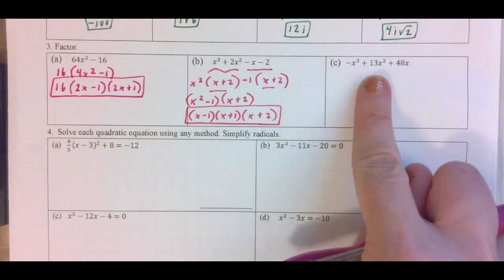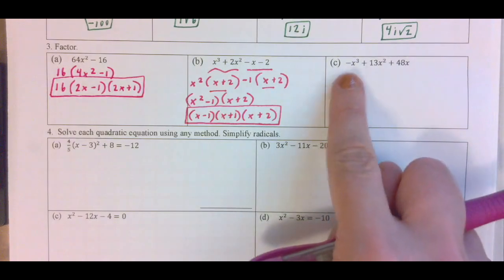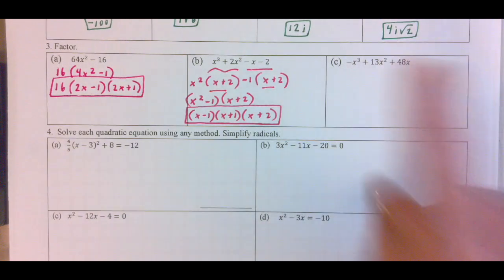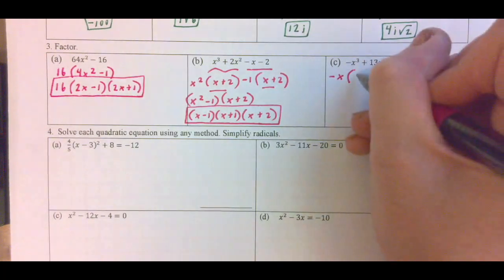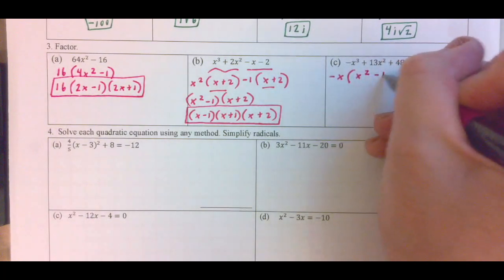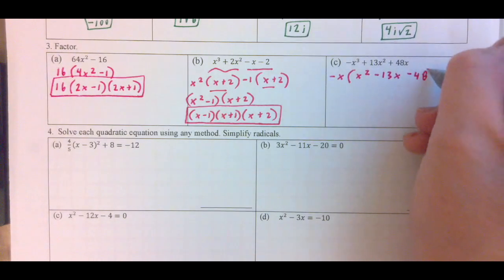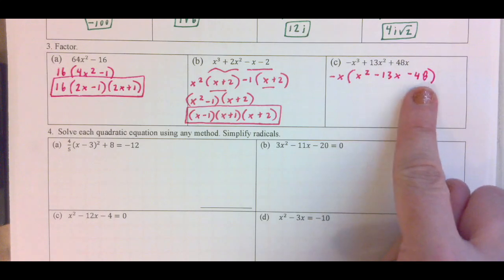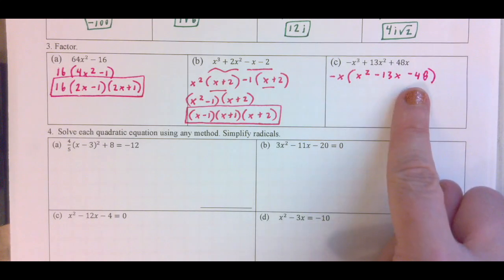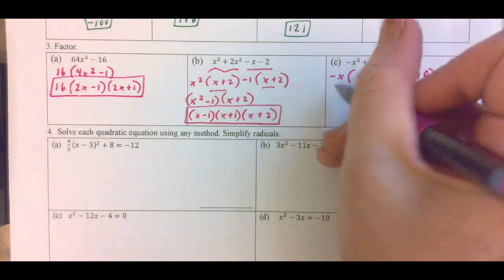All right, looking at C. Here I'm looking for a GCF, and I see, they are all divisible by x, and that leading coefficient is negative. I'm going to divide out a negative x. So leaving behind an x squared minus 13x minus 48. So now I'm recognizing that this is a basic quadratic trinomial. I'm looking for 2 numbers that multiply to a negative 48 that add to a negative 13.